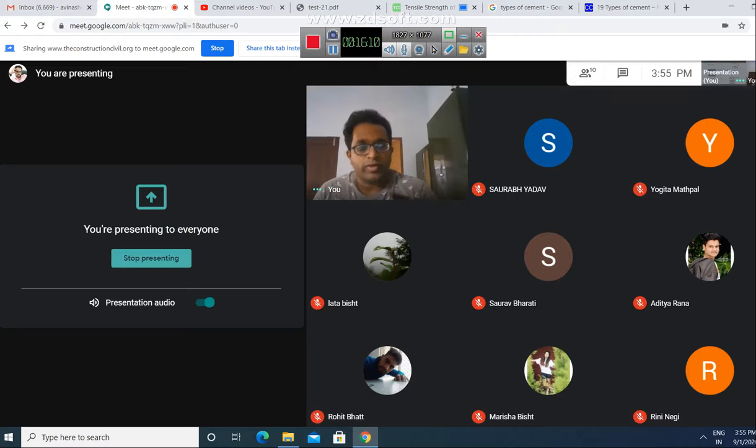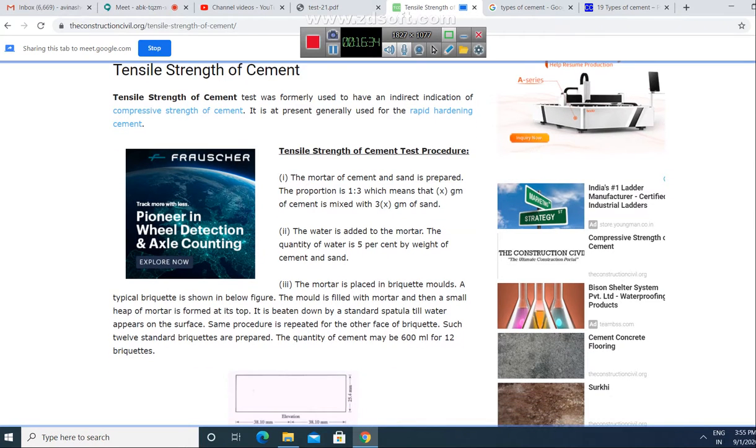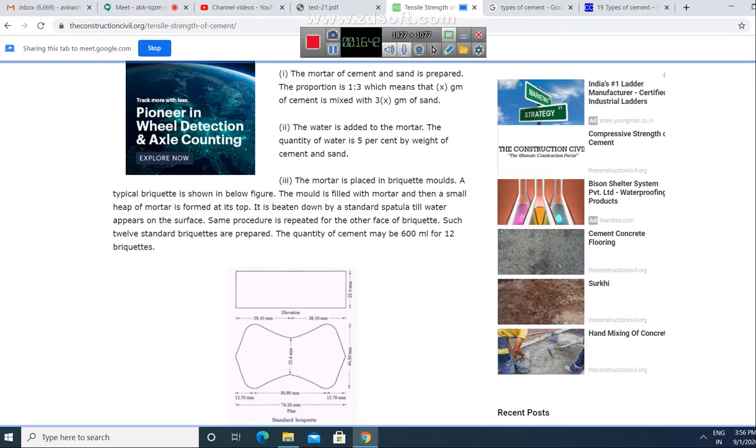This 1:3 we have seen in the determination of compressive strength also. There, you were casting cement cubes in the same 1:3 proportion for the compression test. Here also you will be preparing the mix in 1:3 proportion. Now you will be adding a water content of 5% by weight of cement and sand, and this water will be added to the mortar. Now you have a briquette mold. You will be placing the mortar within the briquette mold.